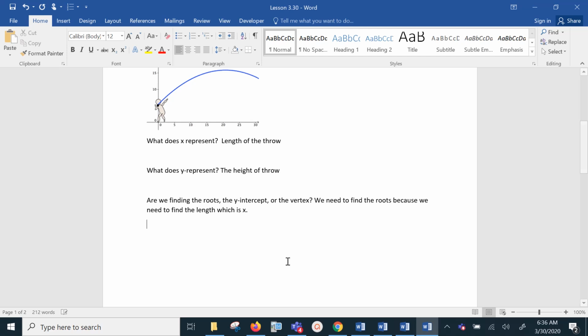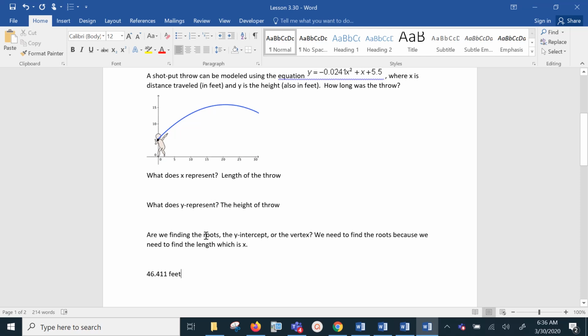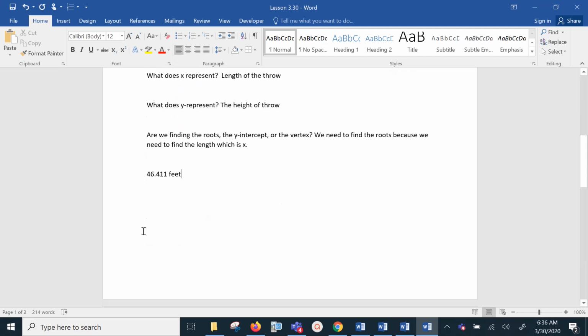So that's it. So our answer is 46.411 feet, which, remember, in our class we round to three decimal places, so we're going to put that as our answer for number 1. All right, so what are the steps? You identify what x is in the problem. You identify what y is in the problem, right? And then you ask yourself, which key feature are you looking for? Roots, y-intercept, or the vertex? And then you find it using your graphing calculator. Let's do the next one.